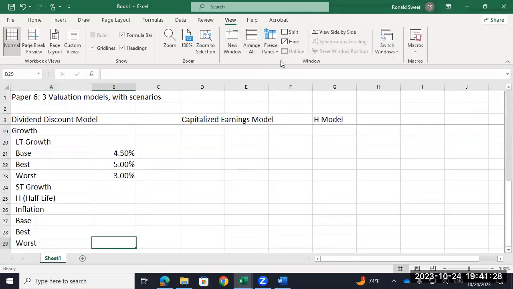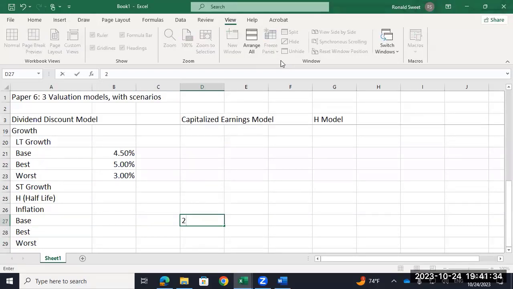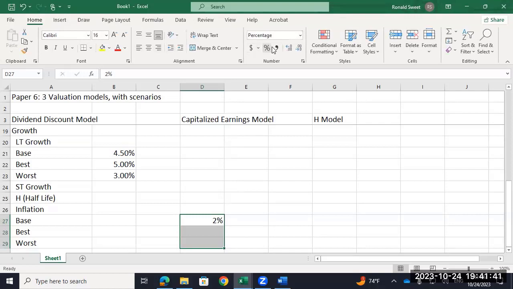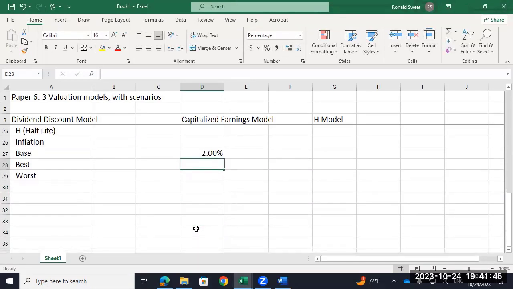So inflation applies to the capitalized earnings model. I'll give you that formula here pretty soon. So base case, I'm going to go with 2%. Best case here, this is a little bit tricky. And the reason it's a little bit tricky is inflation influences your market risk premium. I'm going to let you know just so you can ignore that for this particular case.